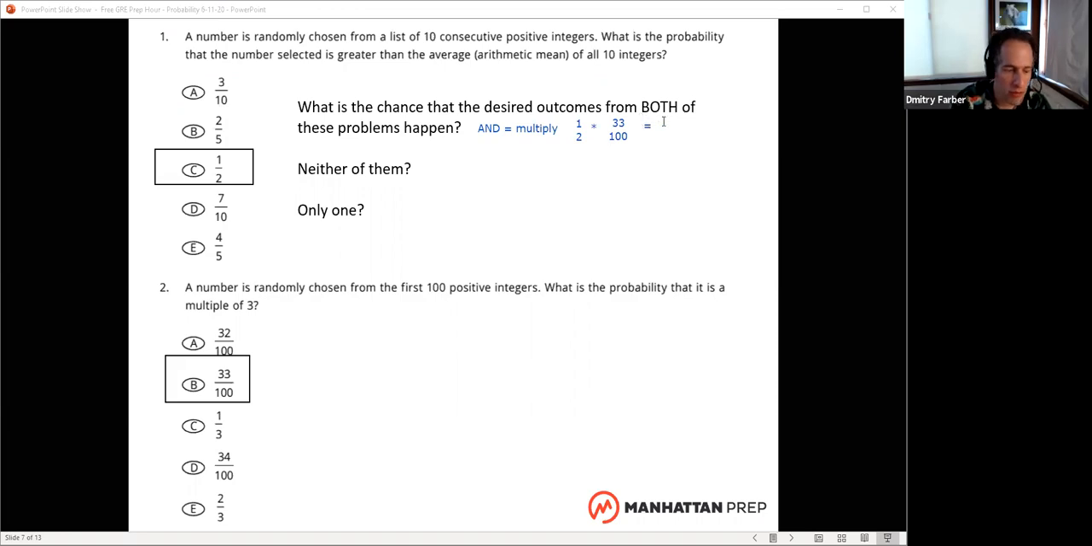And on the GRE, if it's, say, a numeric entry problem, you could enter this in, and that would be as simplified as it was going to get. And even if it wasn't as simplified as it was going to get, they let you enter it in unsimplified. So if you got an answer like 50 hundredths, and you didn't happen to notice that was a half, 50 hundredths would still count. It would still be correct. Okay. So if that's the case, what's the chance that neither outcome occurs? What's the chance that I don't pick a number greater than the average and I don't pick a multiple of 3?